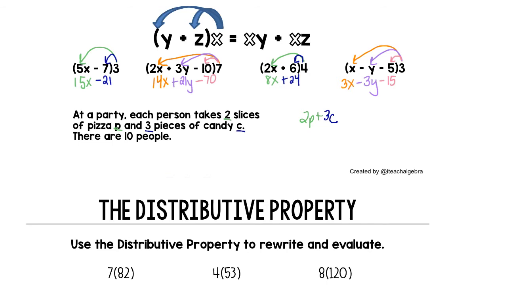There are 10 people. That means we're going to multiply this by 10 to see how much the whole party has eaten. If we want to make it more like the ones that we've just done, though, we would put the 10 on the back. All right, here we go. 10 times 2P is 20P. And 10 times 3C is plus 30C. It's our final expression that shows how much the whole party ate while they were there.